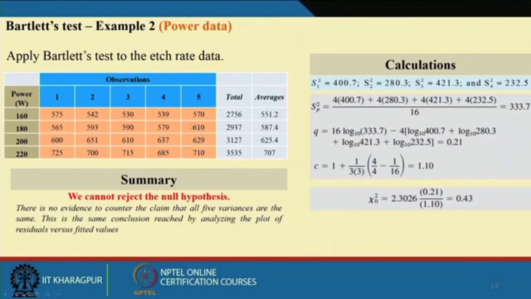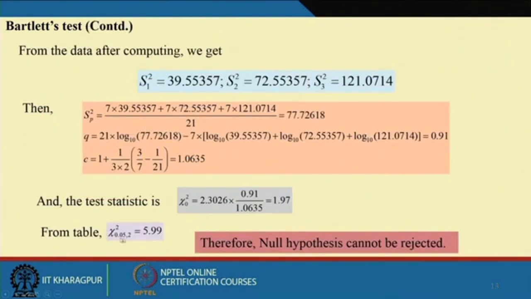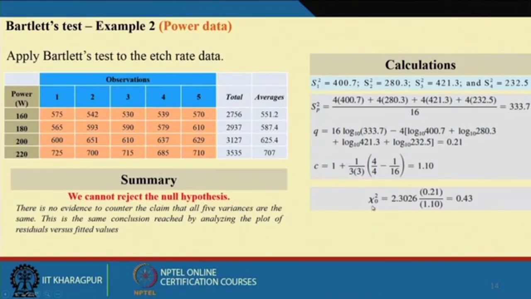Now in the second case, the power factor level case, we also found that chi square is 0.43, and the tabulated one will be much more, because the tabulated one will be chi square with a minus 1 degrees of freedom. So 4 minus 1 is 3, and for alpha 0.05 with 3 degrees of freedom, some value will be there.